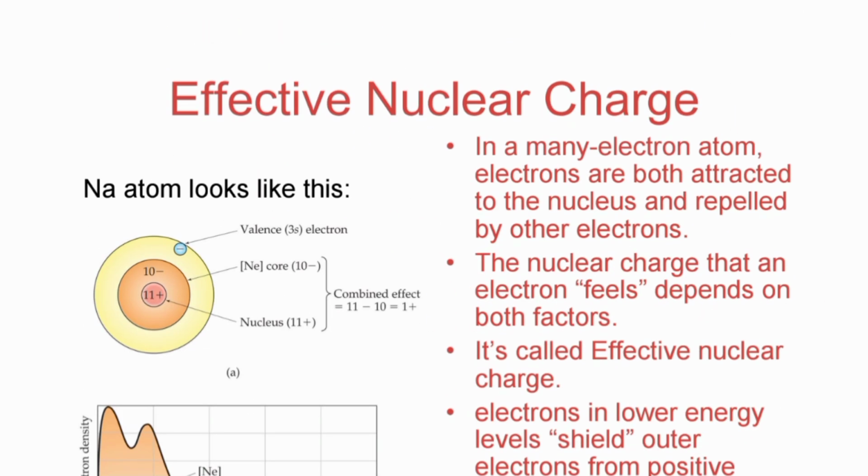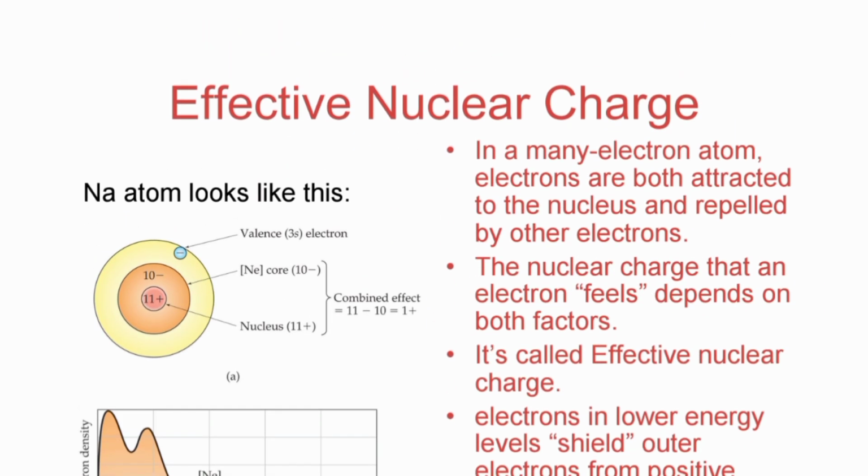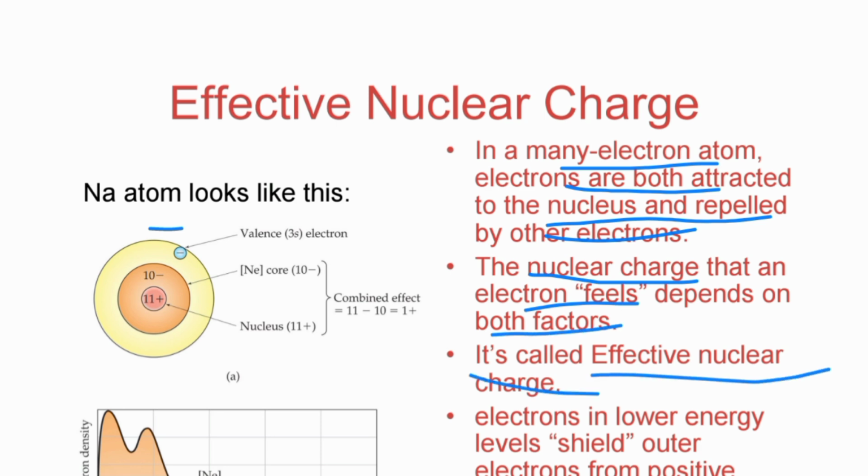Effective nuclear charge. The sodium atom looks like this. You can see here one valence electron. Total of 11 electrons and 11 protons. In a many-electron atom, electrons are both attracted to the nucleus and repelled by other electrons. The nuclear charge that an electron feels depends on other factors. It is called effective nuclear charge.